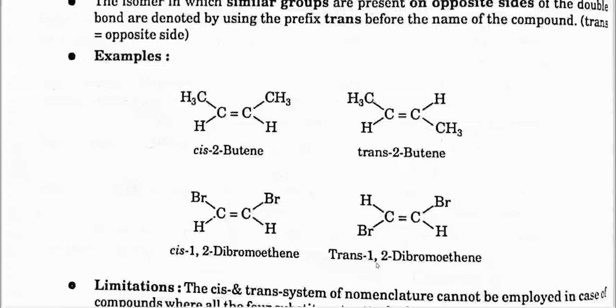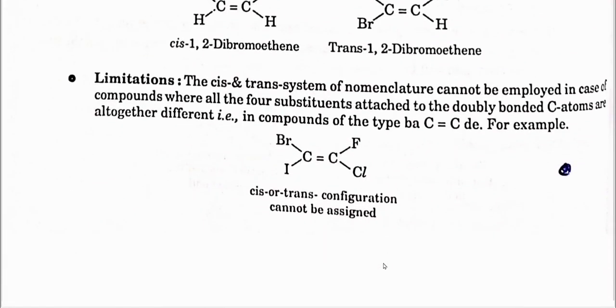Cis-1,2-dibromoethane, trans-1,2-dibromoethane. A limitation of the cis and trans system of nomenclature is that it cannot be employed in the case of compounds where all four substituents attached to the double bonded carbon atoms are altogether different, in compounds of type abC=Cde, for example, this.